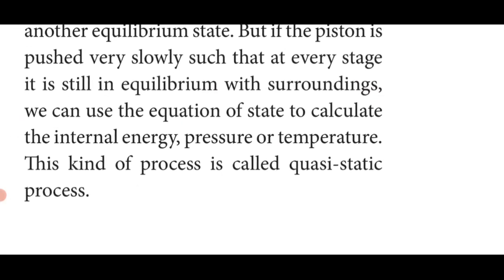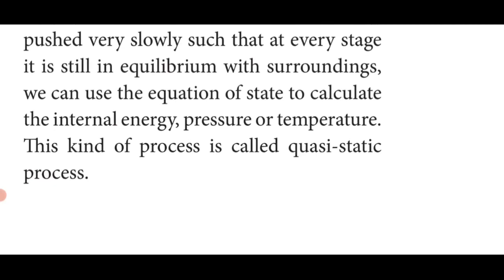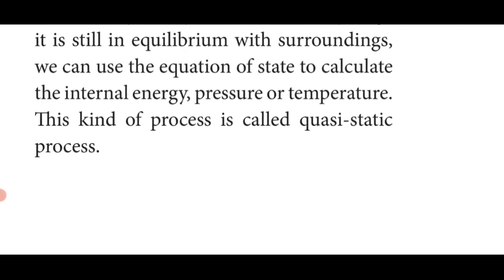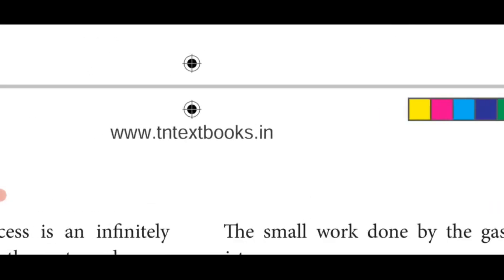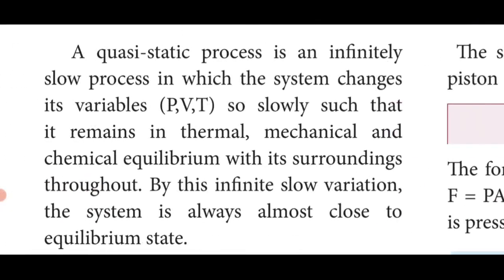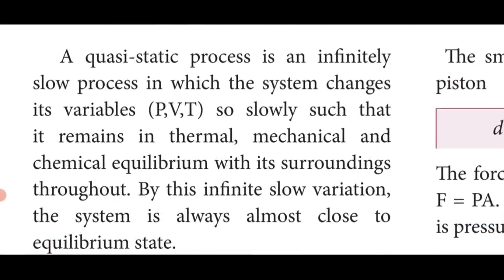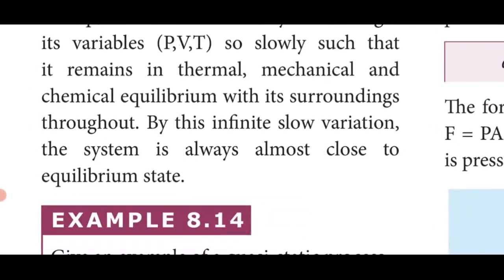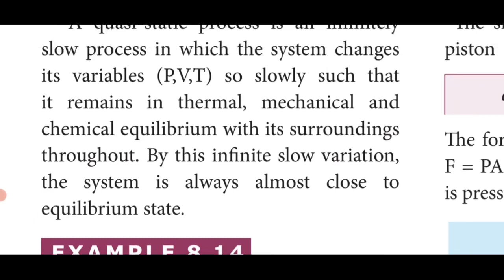But if the piston is pushed very slowly, such that at every stage it is still in equilibrium with the surroundings, we can use the equation of state to calculate the internal energy, pressure or temperature. This kind of process is called a quasi-static process. A quasi-static process is an infinitely slow process in which the system changes its variables, that is P, V and T, slowly, and it remains in thermal and mechanical equilibrium with its surroundings throughout. By this infinitely slow variation, the system passes almost through equilibrium states.